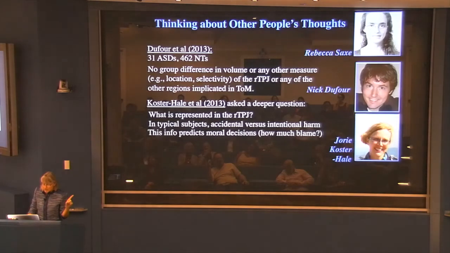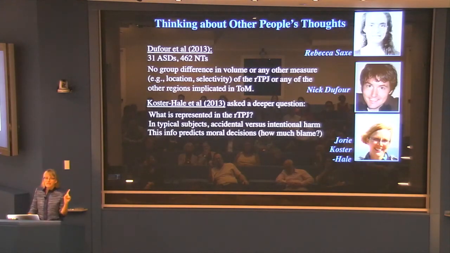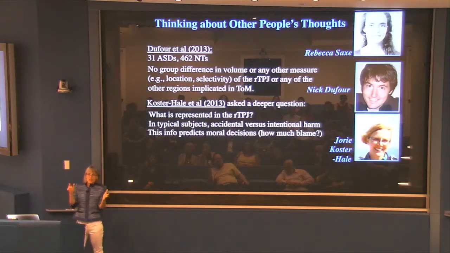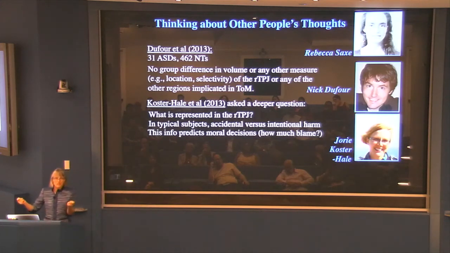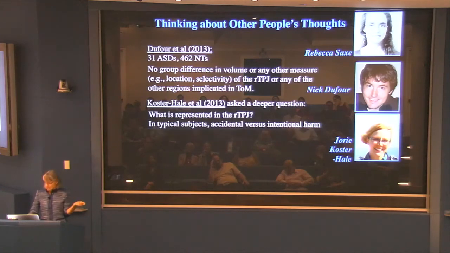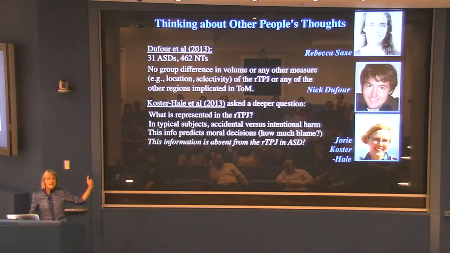All of this is preamble to say, in typical subjects, the amount of that information present in that region is also predictive of the degree to which they respect the distinction between accidental and intentional harm in making moral decisions. Okay, so it predicts individual behavior in typical subjects. Okay, so what do you see in people with autism? This information is absent in the TPJ of people with autism.